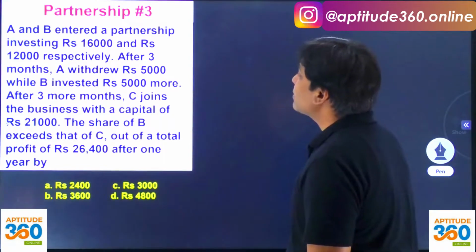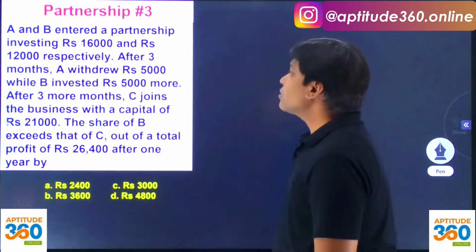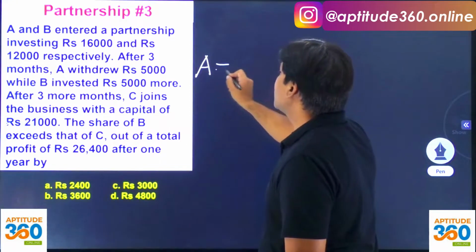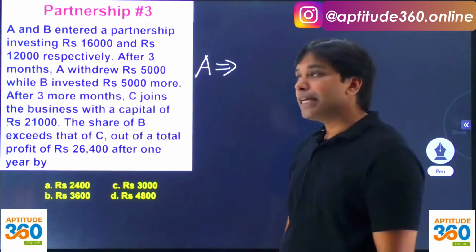A and B entered a partnership investing 16,000 rupees and 12,000 rupees. So I'm going to be finding out for A and B differently.